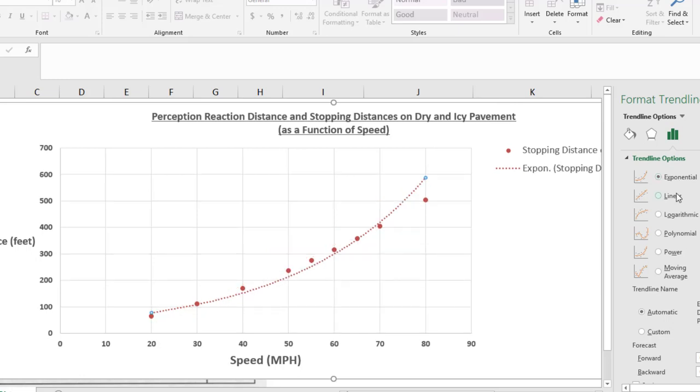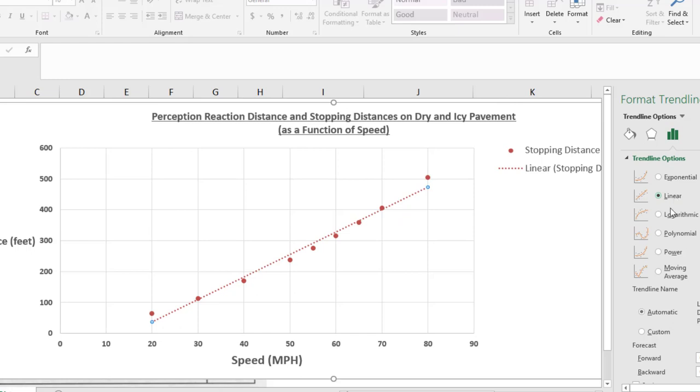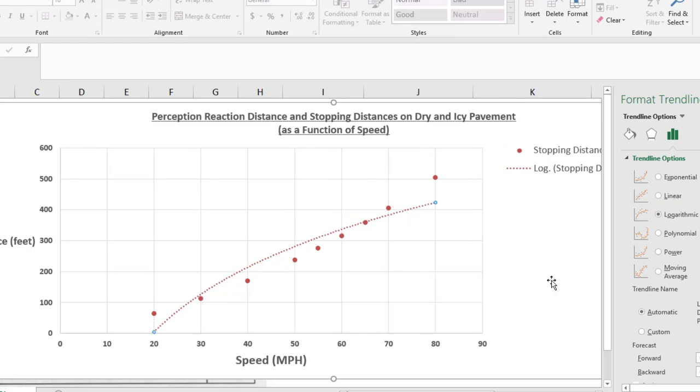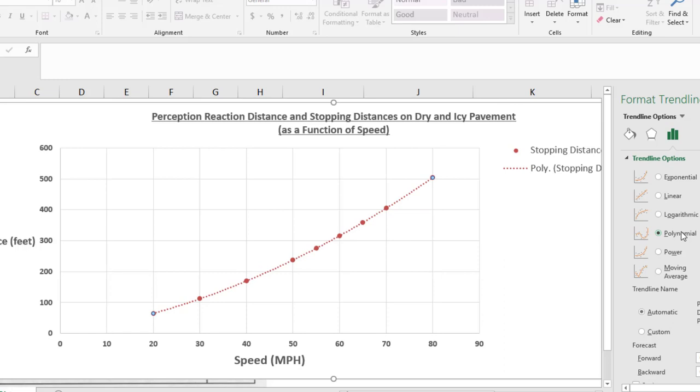So let's keep clicking through. We know linear doesn't look too well. Logarithmic, nah, that's going the wrong way. It's bending the wrong way. It's bending that way versus that way. Let's try polynomial. Ooh, polynomial order 2. That looks pretty good. That actually is doing a really good job. Let's put that one on the back burner for now and keep going.